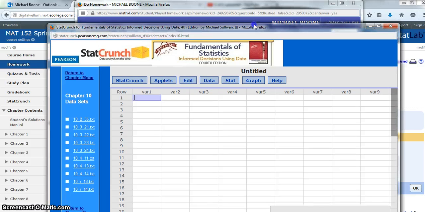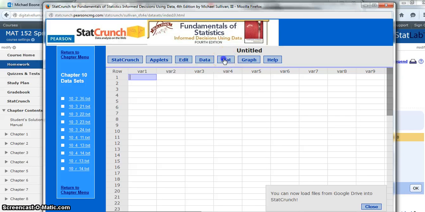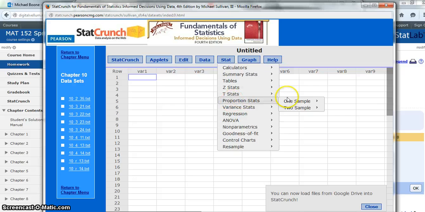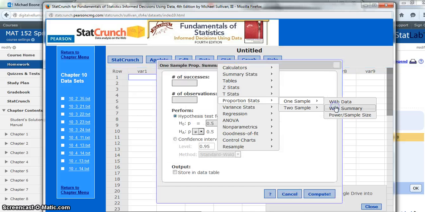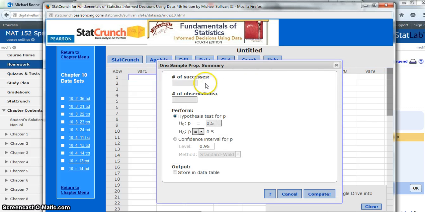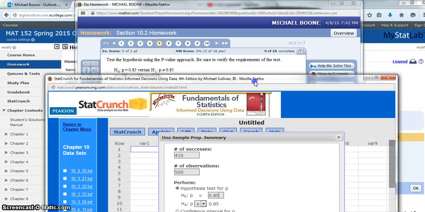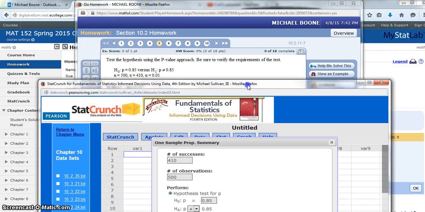So let's see how much of that I will remember. So I'm doing a proportion stats, one sample with summary. So this is very similar when we made confidence intervals. I believe we said 410 out of 500. So that's the sample that we collected. Our null hypothesis is we believed it was 0.85, and our alternative is that it was not 0.85. Let's verify this real quick. 410, 500. And again, notice our alpha is 0.01.